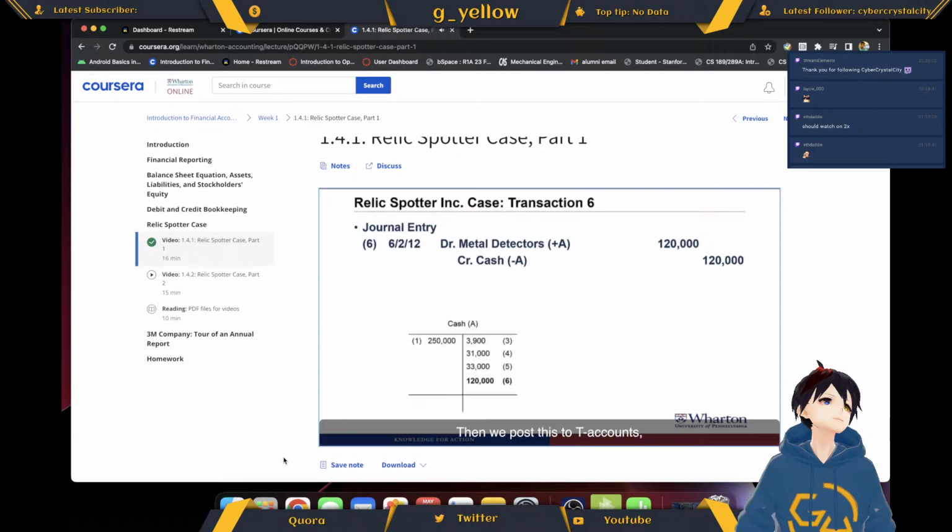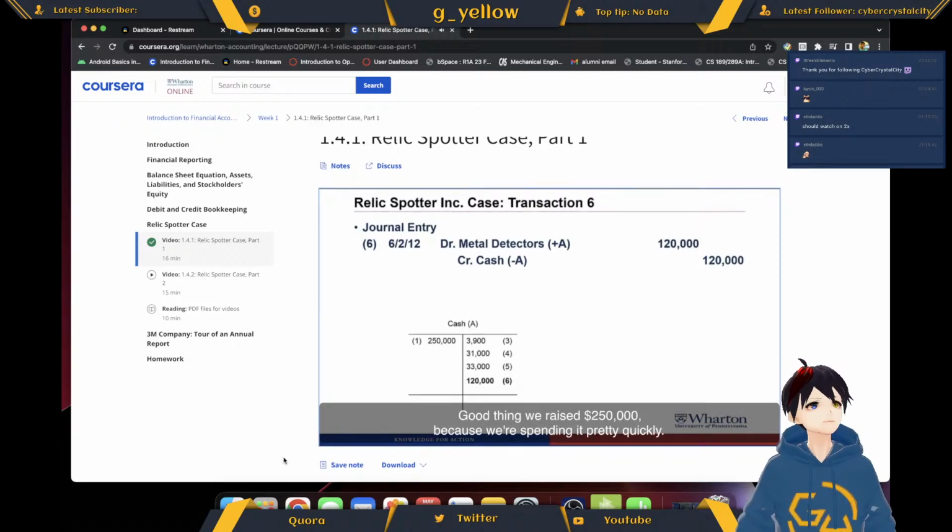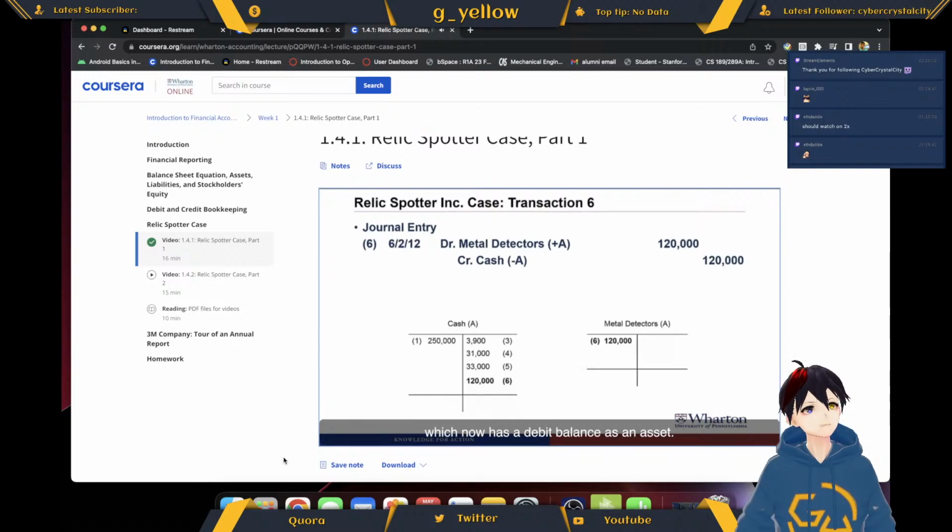Then we post this to T accounts. We add another credit on the right-hand side of cash. Good thing that we raised $250,000 because we're spending it pretty quickly. And we create a T account for metal detectors, which now has a debit balance as an asset.